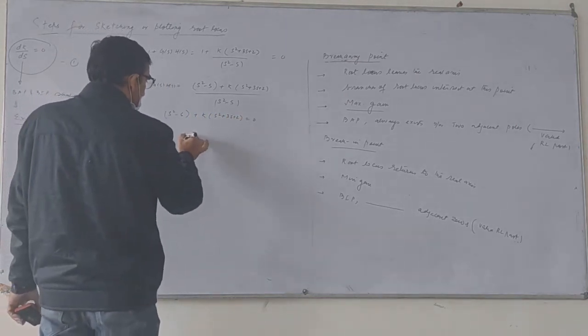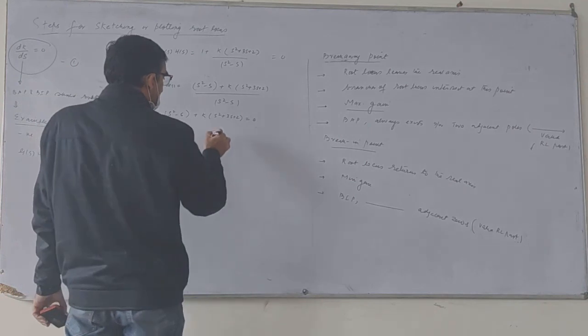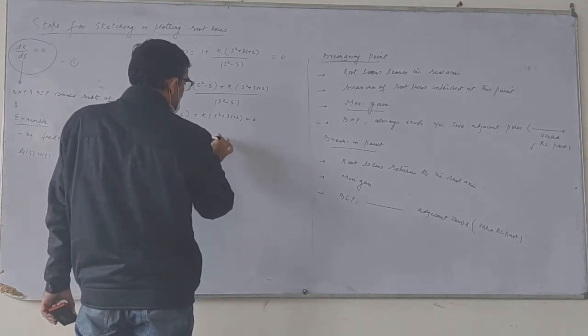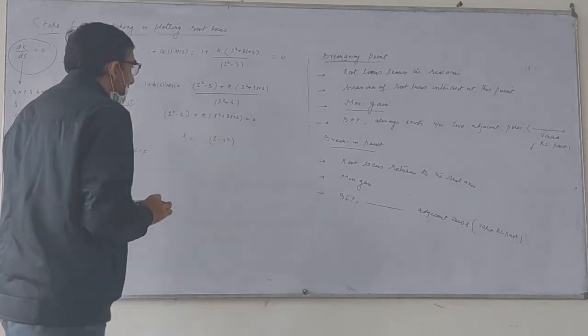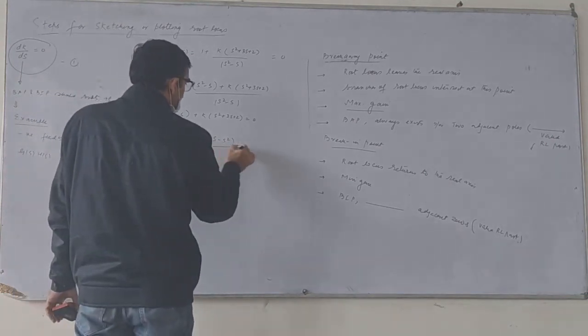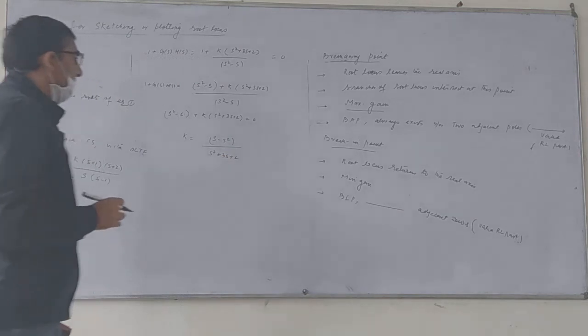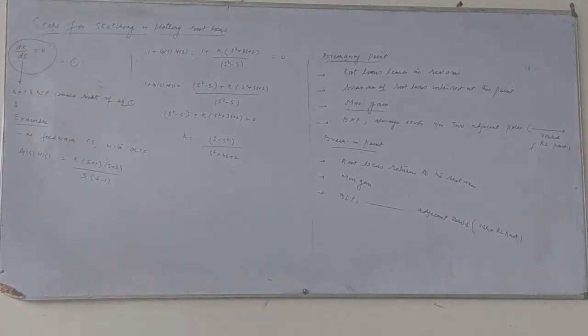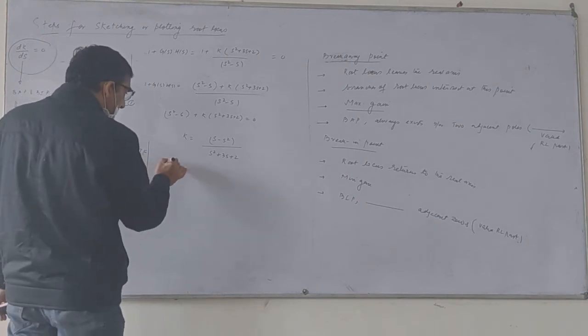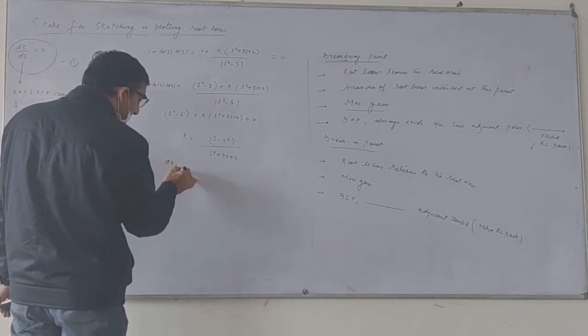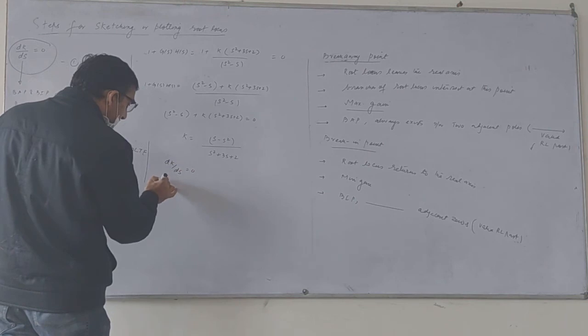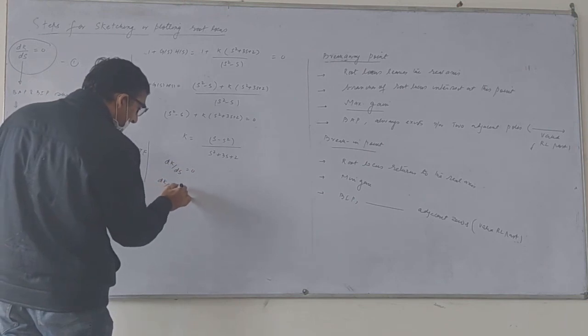Now K we can obtain, K will be equal to S minus S square, this will become negative, divided by the denominator. Okay, this will be S minus S square divided by the denominator. Now for the breakaway breaking point, what's the condition? dK by dS should be equal to 0. So differentiate this above equation with respect to S.